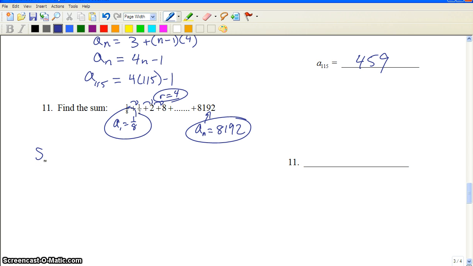The sum of the first n terms of a geometric series is going to be a sub 1 times 1 minus r to the n, all over 1 minus r. We're going to substitute some things in there. We want s sub n. We don't know what n is, so that's going to be an issue, but let's just keep going until we get to that setup point. So 4 to the n, we don't know what n is, so then it's 1 minus 4. Okay, let's figure out what n happens to be.